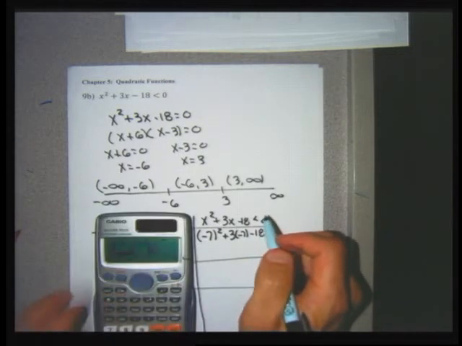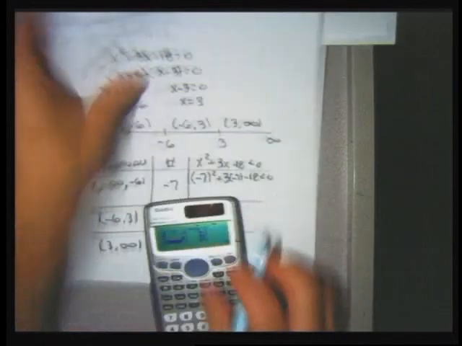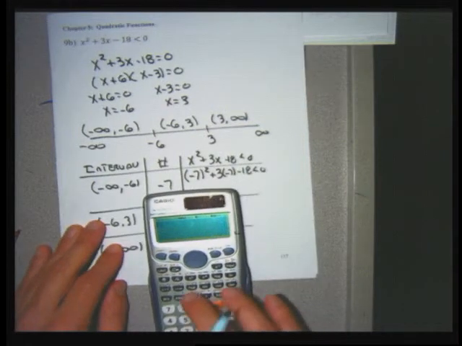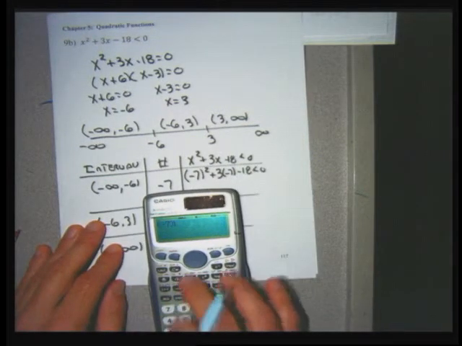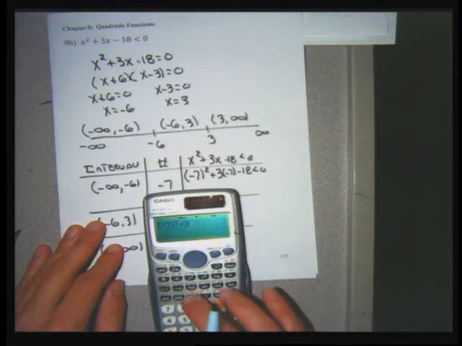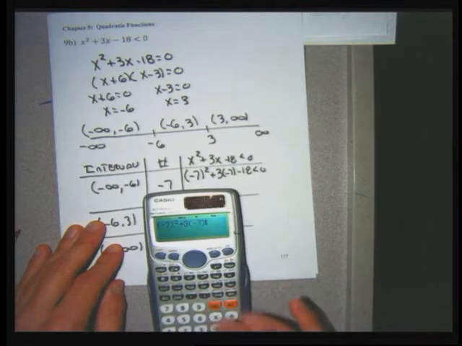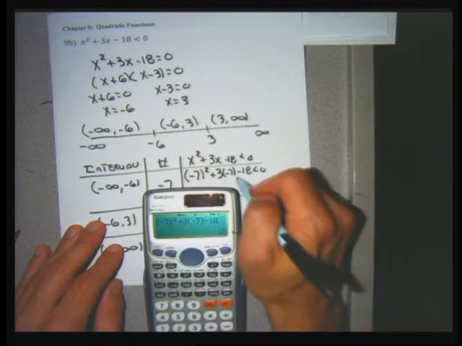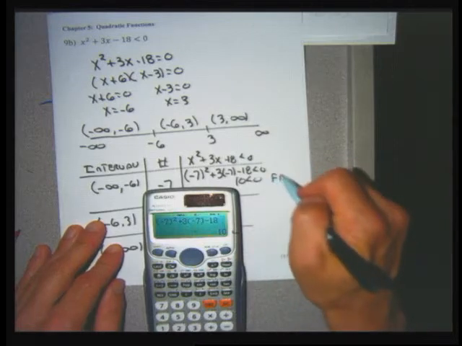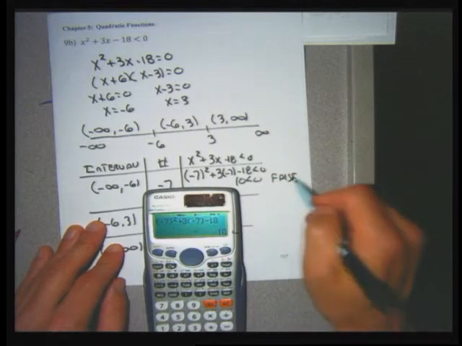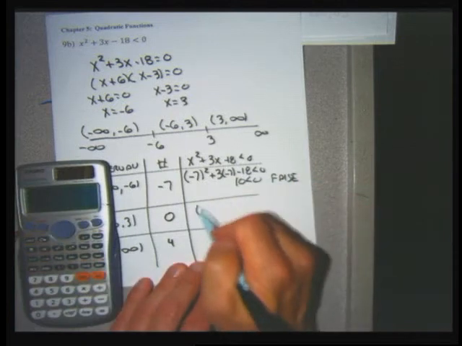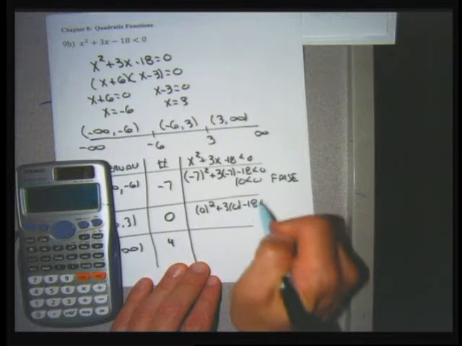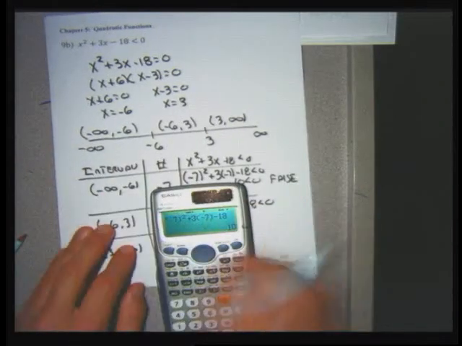Calculator time, and gotta go mode 2 for complex, and then negative 7 squared plus 3 times negative 7 minus 18. I get 10 is smaller than 0. That's not true. For the next one, I'm going to go 0 squared plus 3 times 0 minus 18 is smaller than 0. So that's going to give you minus 18.